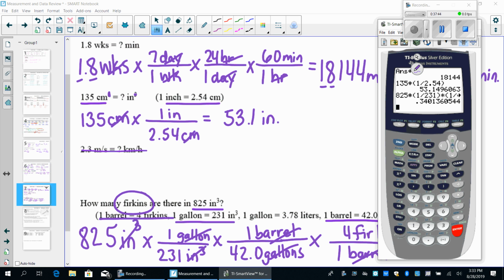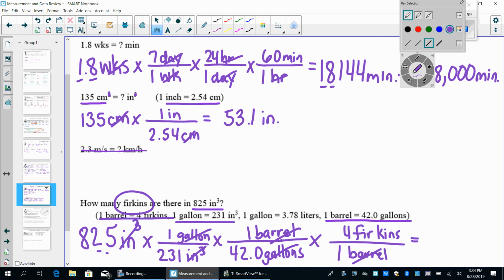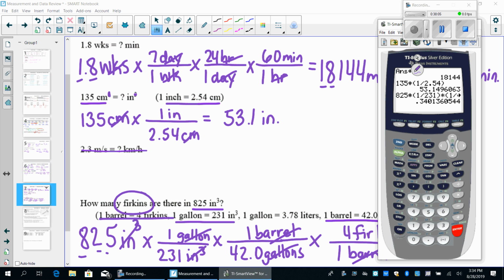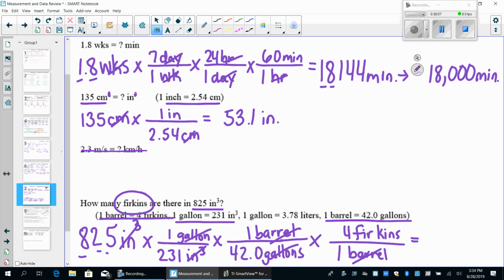So this comes out to 0.3401. You always want to go by your beginning, which is telling you that you have 825 significant figures. So your calculator said 0.34013. So that is going to round to 0.340. And your unit is firkins.